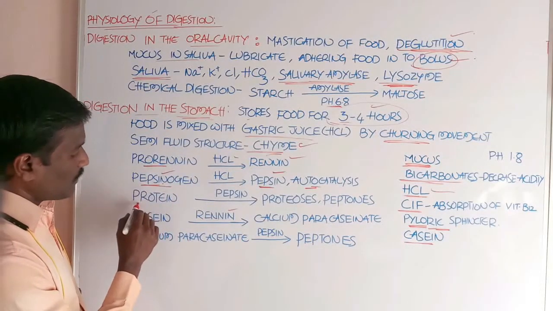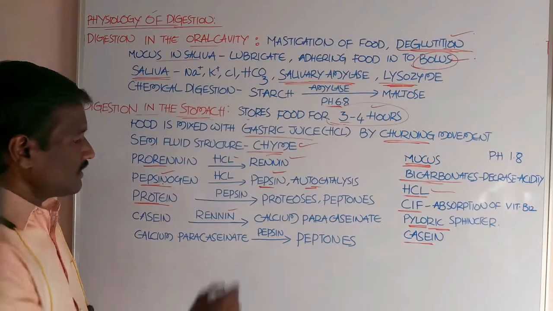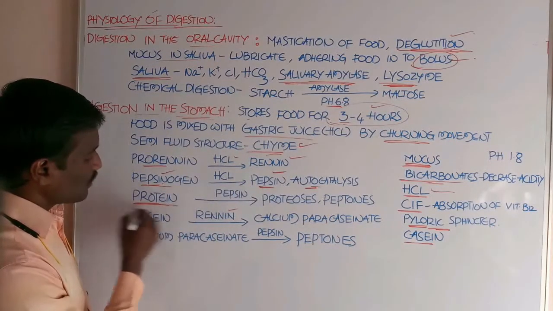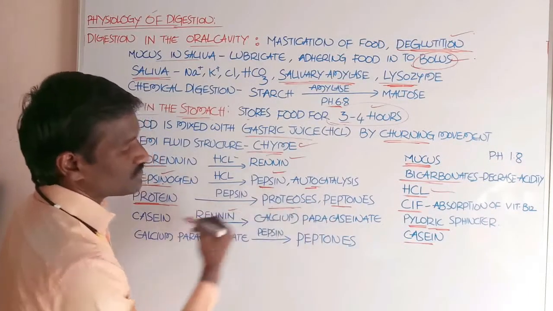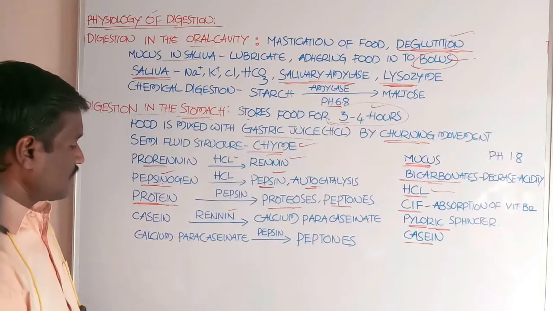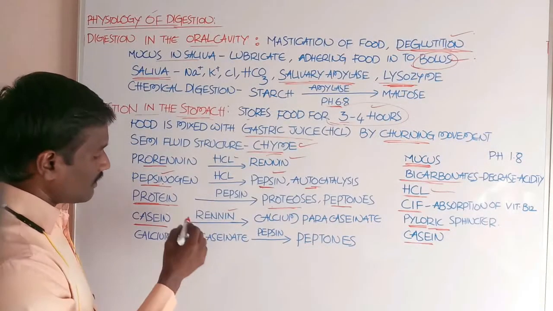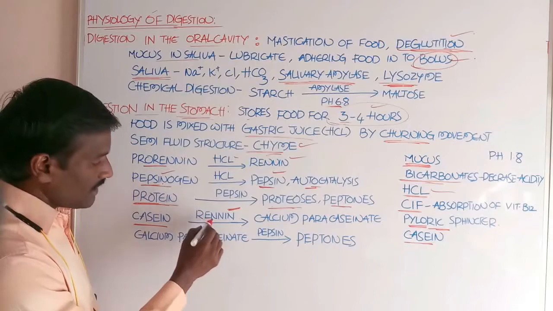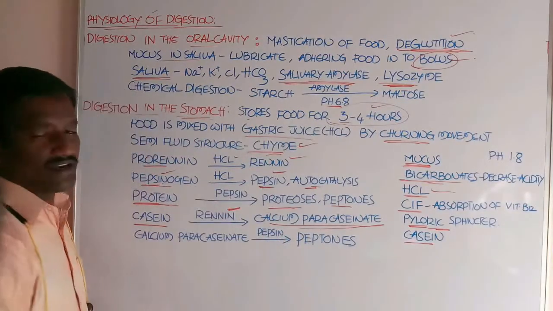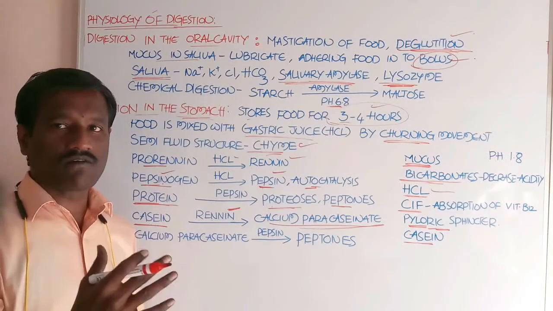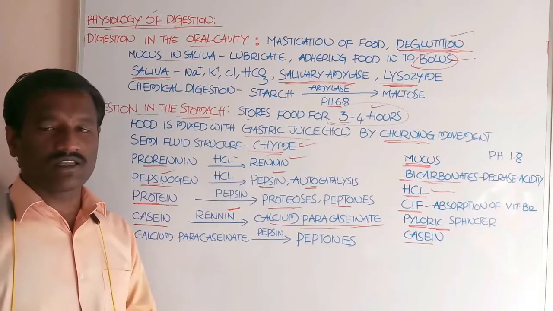Pepsin acts on the proteins present in the stomach and converts them into proteoses and peptones. Casein is the milk protein, and renin is the enzyme. The renin enzyme acts on the casein and converts it into calcium paracaseinate. This is the curdling of the milk in the stomach.